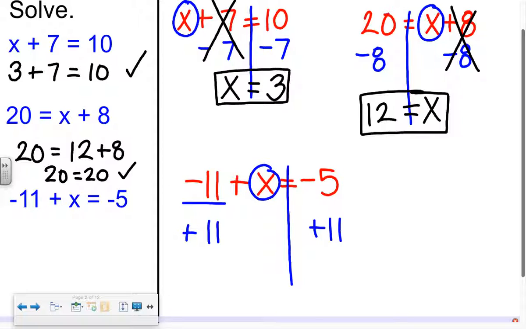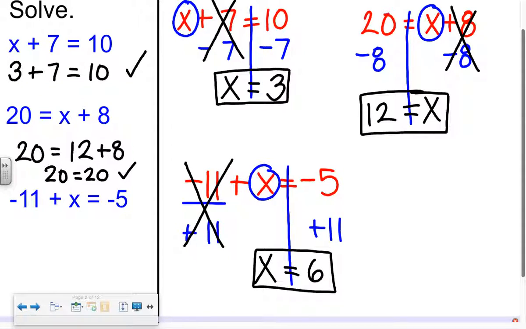Negative 11 and 11 make 0. So I'm left with x on the left-hand side, and negative 5 and 11 make 6. If I go back and check, negative 11 plus 6 is negative 5. So that is correct. That last one was a little trickier. You just have to think about what can I add to this number to make 0. What's the opposite of negative 11? Positive 11.